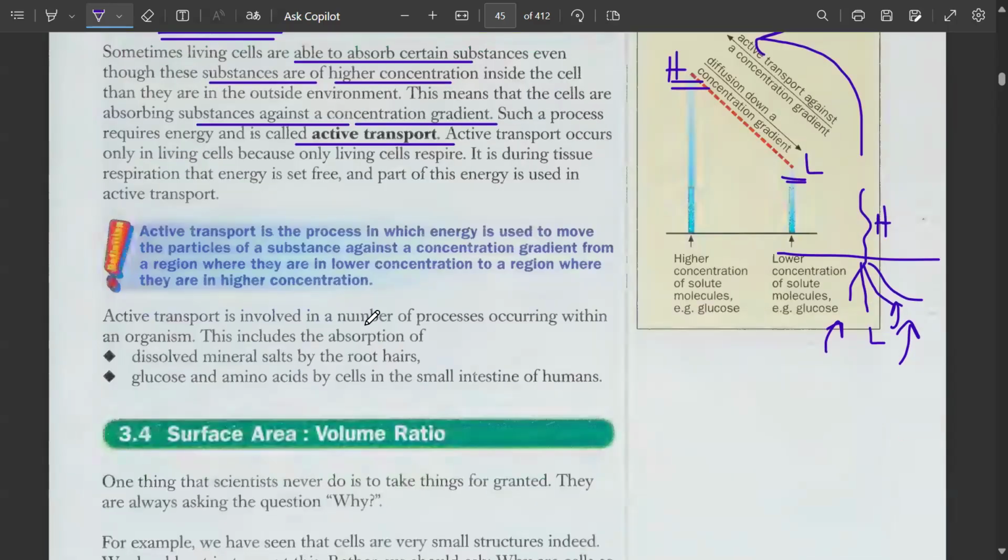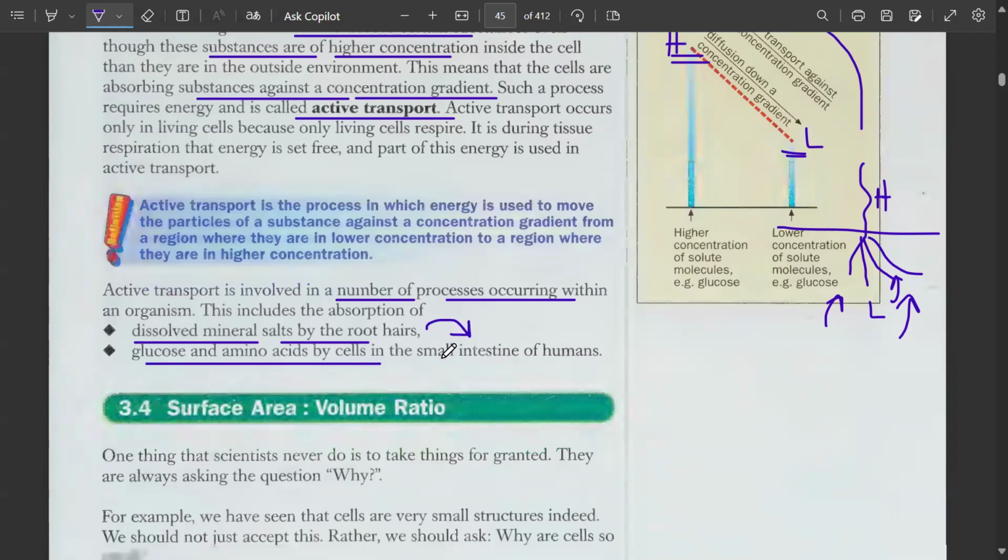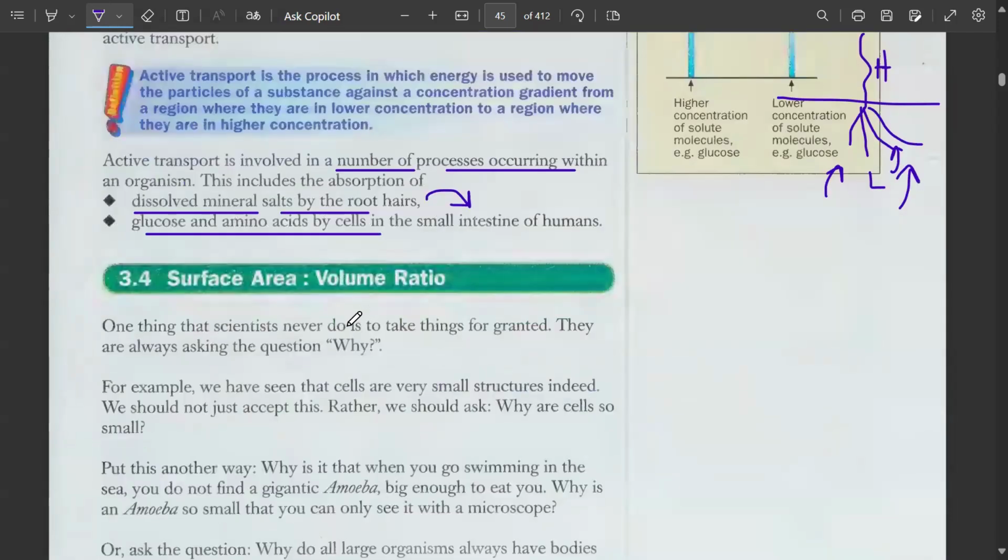Active transport is involved in a number of processes occurring within an organism, including dissolved mineral salts, root hair की absorption हो या glucose amino acids in small intestine हो. And it also depends on your surface area to volume ratio as well. जैसे अगर हम root hair cells की बात करें, root hair cells का structure ही कुछ ऐसा होता है that they can easily absorb a lot of ions from the soil because they penetrate. उनके जो hairs होते हैं, their hairs actually penetrate throughout the soil ताकि वो maximum active absorption कर सकें.